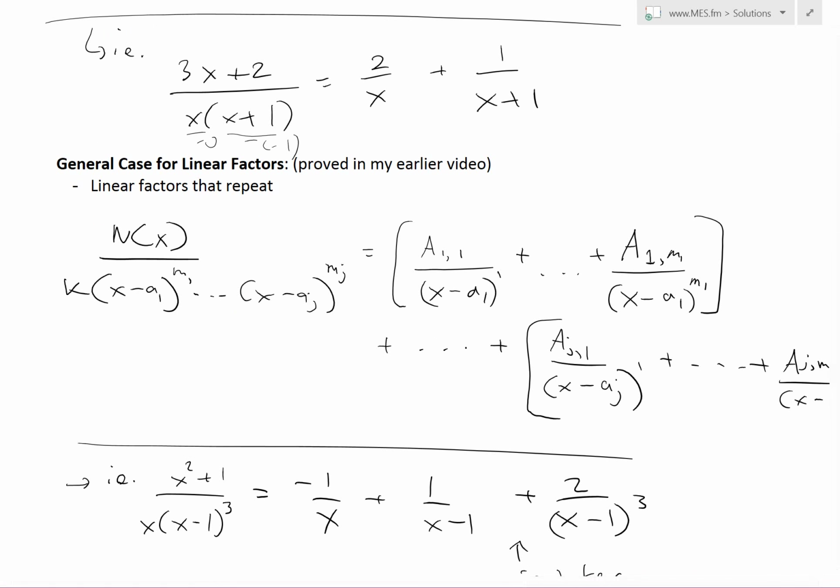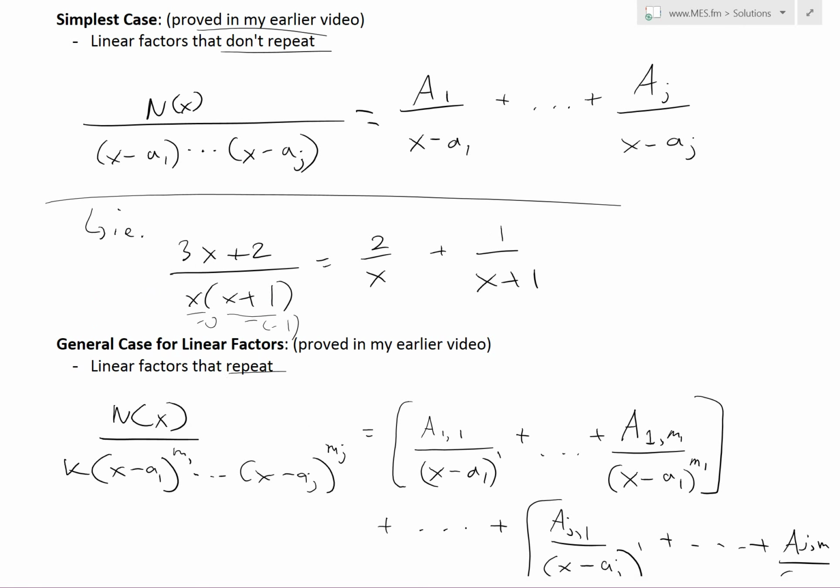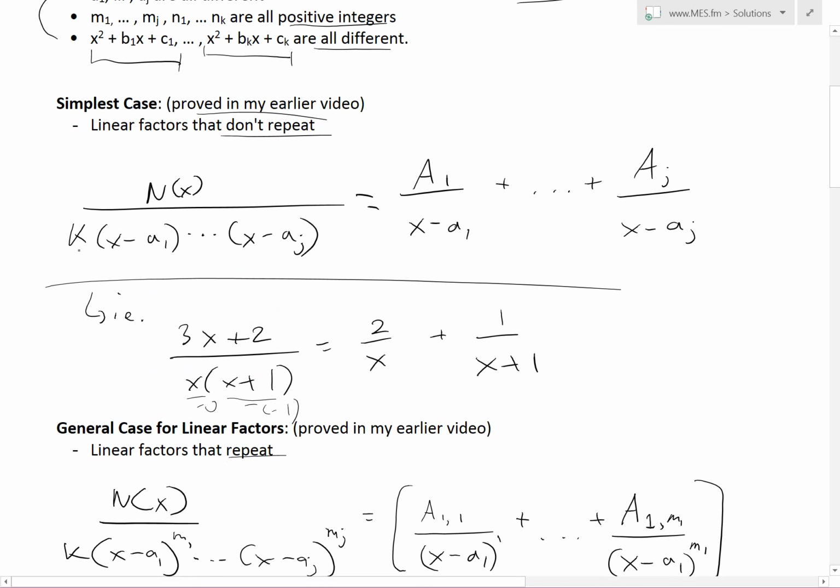And now the general case is when you can have linear factors that repeat. I forgot this k here. So this one works even if we put a k constant. It doesn't matter here. Initially that was just a 1. You could have a 2, 3, 4. It doesn't matter. The only thing that will change is these constants will change.